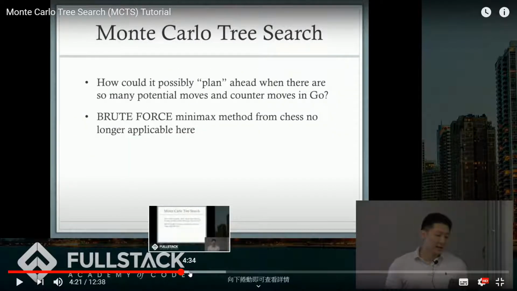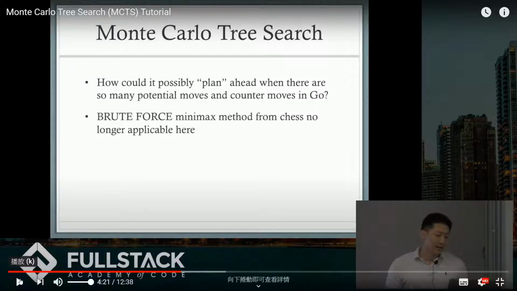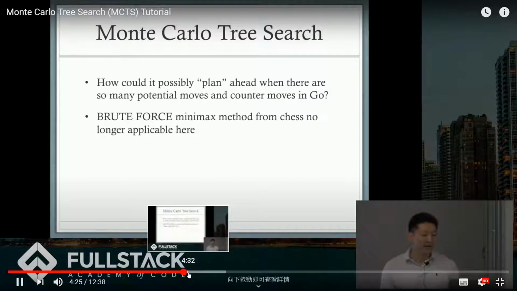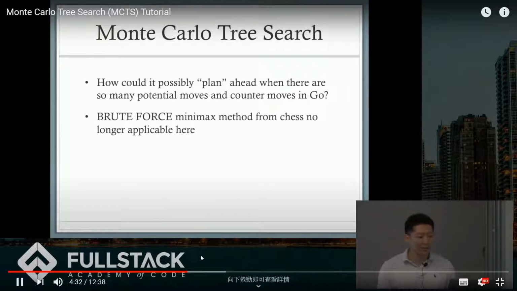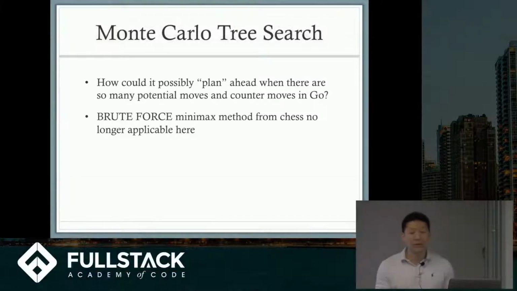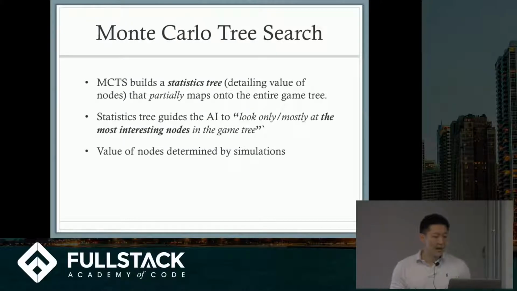The question is, how could the MCTS actually plan or think ahead in a situation where there are just so many potential moves and counter moves to possibly evaluate all nodes, even with a limited depth search? The way the MCTS does it is by creating an asymmetric stats tree which details the value of each position and adapts to the topology of the game tree.